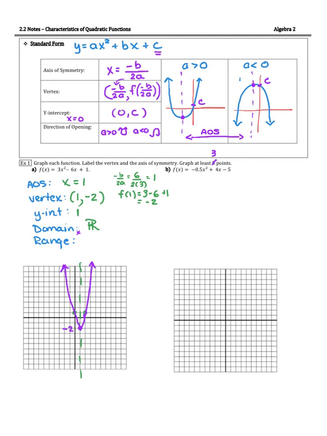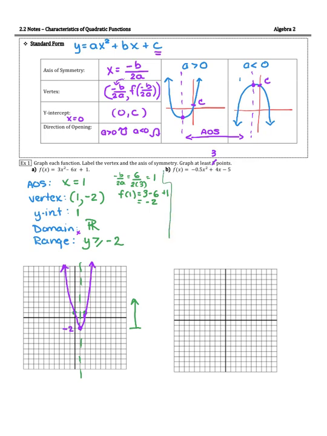My range is always going to depend on where my vertex is. So in this case, notice it's going to be y is greater than or equal to whatever that y value is, which will be -2, because all my graph is above -2.